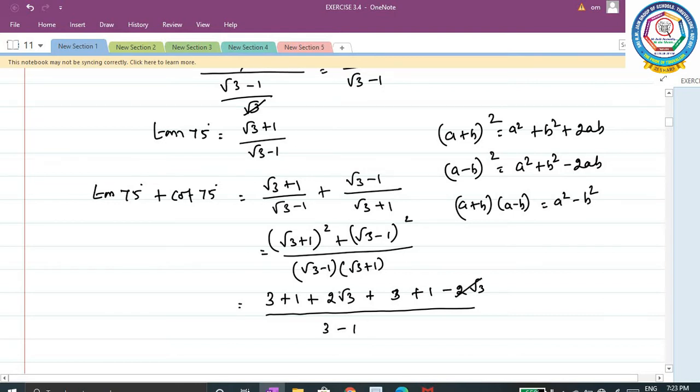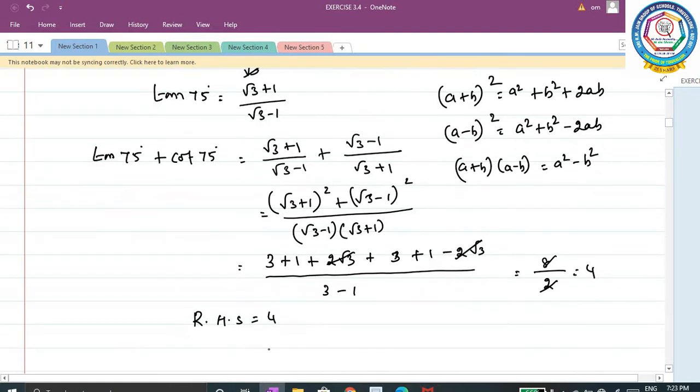Here plus root 3 plus 2 root 3 minus 2 root 3 will cancel. Here if you are adding that one, 4 plus 4 is 8. 8 by 3 minus 1, which is 2. If I cancel I get 4. What is the right hand side given? Right hand side is also 4. Now left hand side after simplification I got 4. Therefore left hand side equals right hand side. Hence proof.